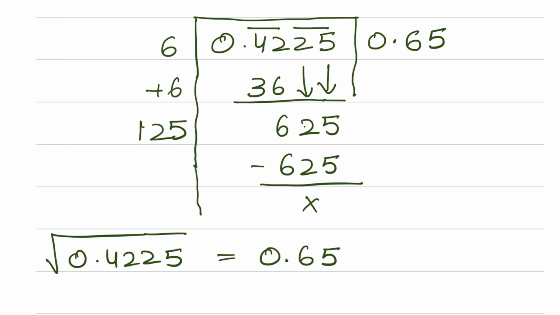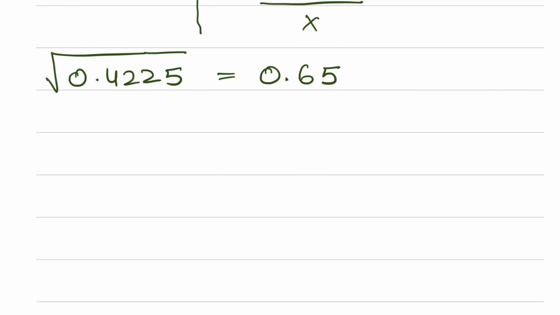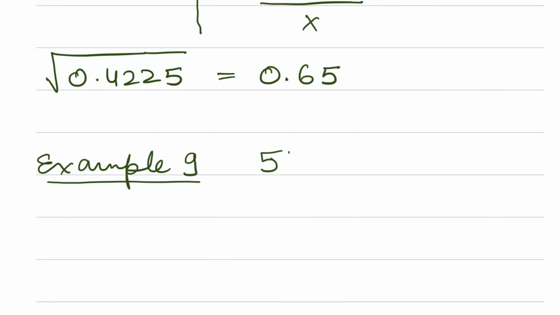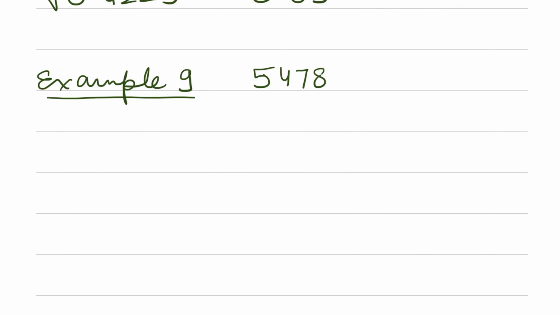Okay, so these few examples which we have done are terminating decimals. Let's do some more examples. So let's do example 9. So let's take a non-perfect square. So 5478. So let's start doing it. 5478. First step, make the pairs, so this way.